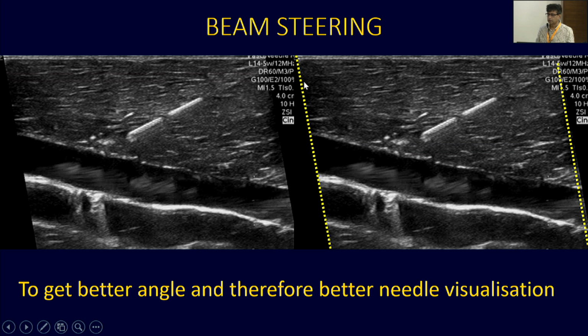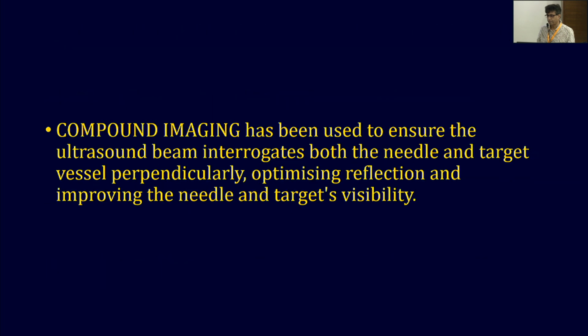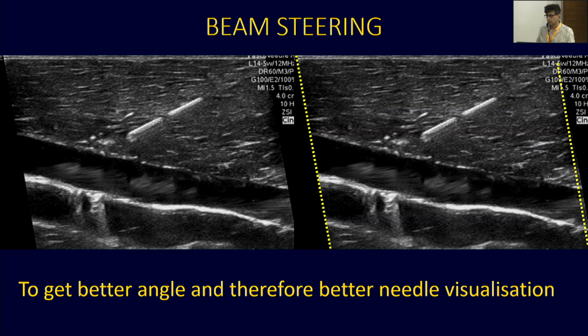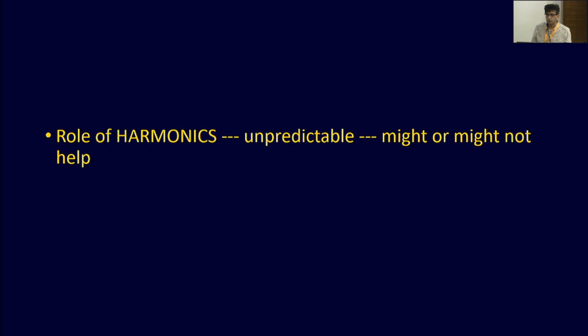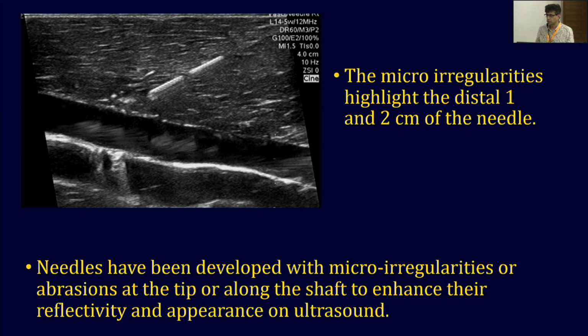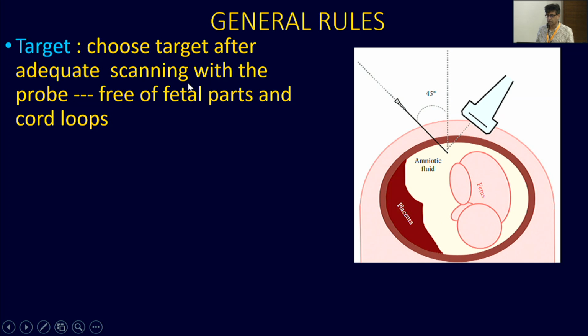You can see that this beam is not coming straight down, it is getting angled here, and so this beam is slanted towards the needle, and you get better visualization of the needle. So you can use these technical settings to visualize the needle better. Harmonics doesn't help much. It might help, might not help, but it's really not of much use. There are some kinds of needles which offer micro irregularities in the distal portion to enable better visualization, but in practice they have not really caught on.